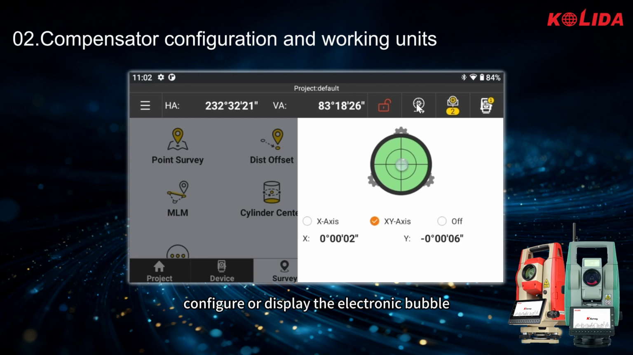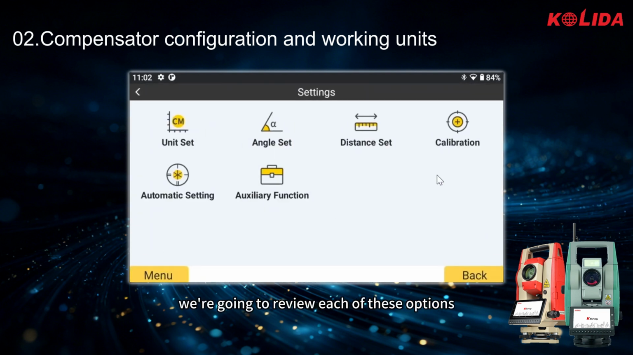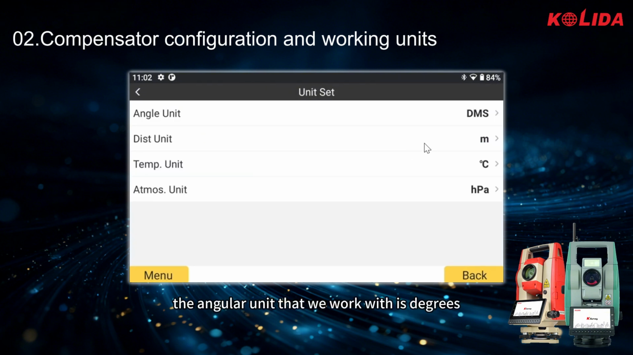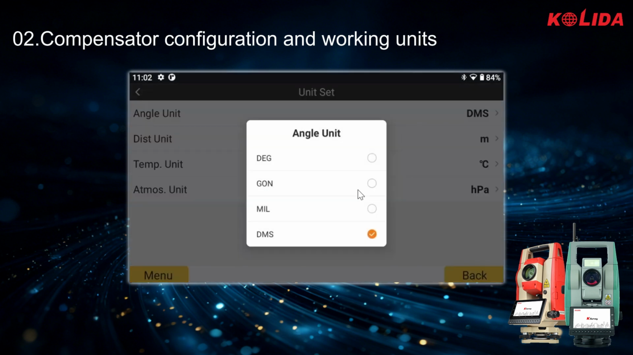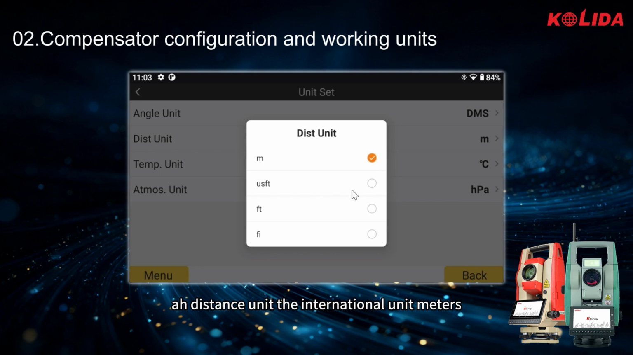configure or display the electronic bubble, and in the configuration icon we're going to review each of these options, such as the unit's configuration. The angular unit that we work with is degrees, minutes and seconds. Also, for some countries like Chile, it is in decimal degrees, or in thousandths of a degree. Distance unit, the international unit, meters.